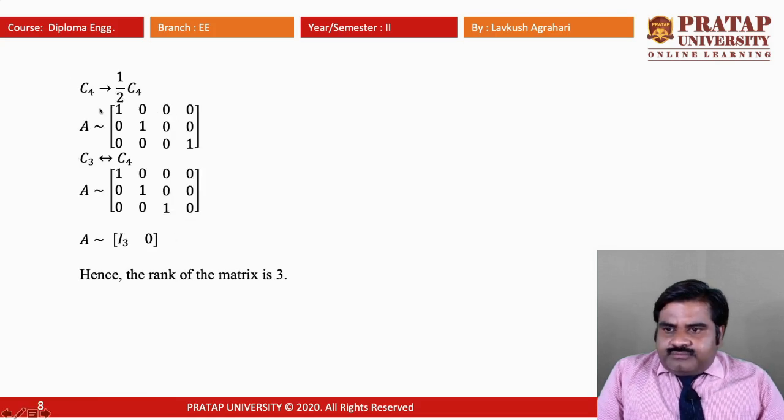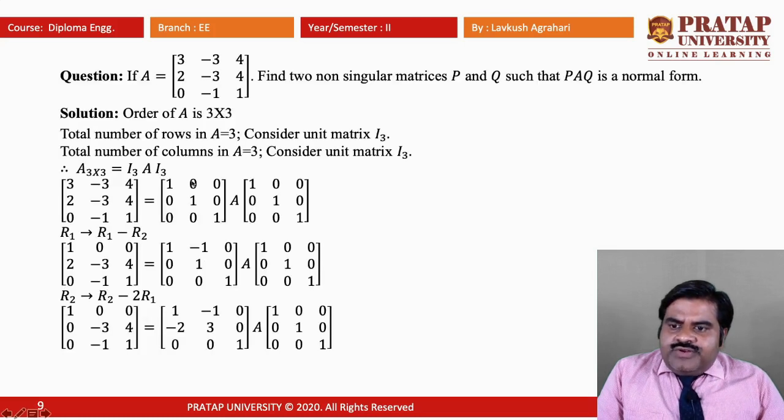For this, the fourth column is divided by 2, which reduces the matrix into an identity matrix, and if we interchange the third column and fourth column, we can get the identity matrix in the matrix A. So the order of the identity matrix is 3, hence we can say the rank of the matrix A is 3.